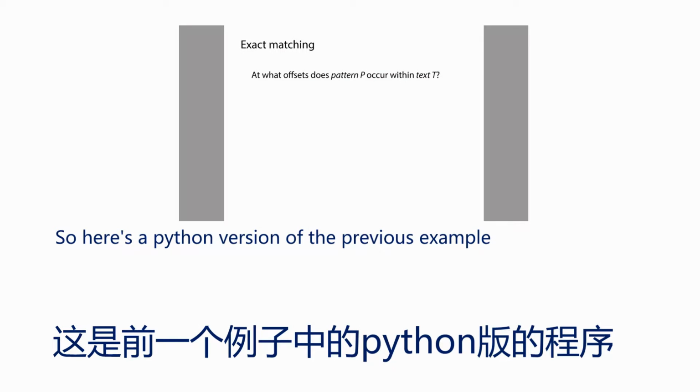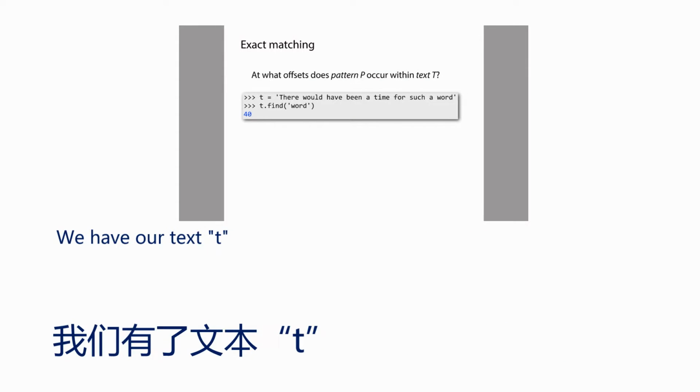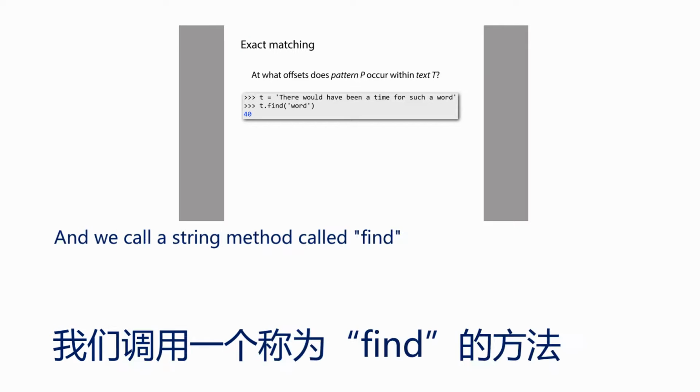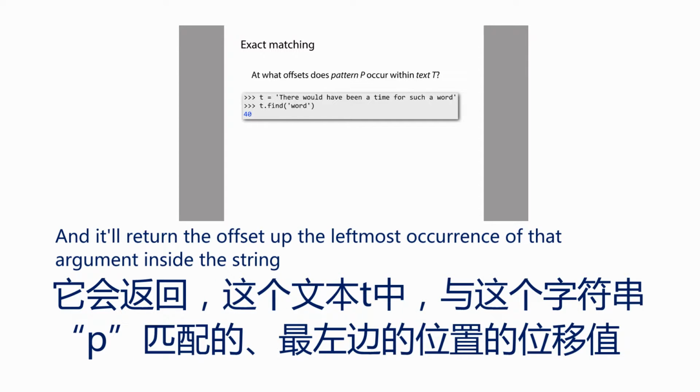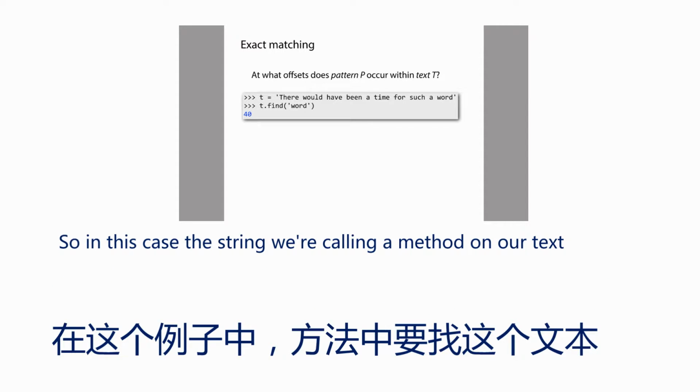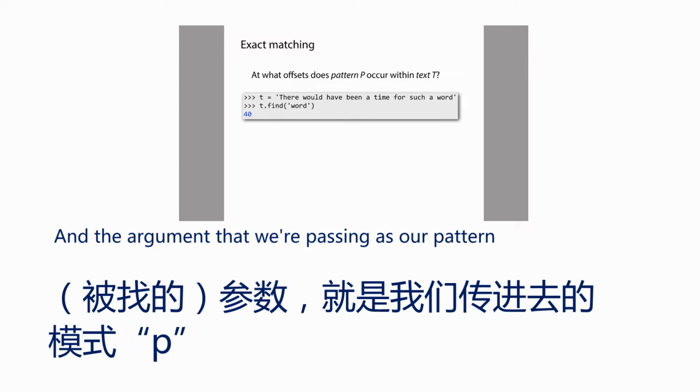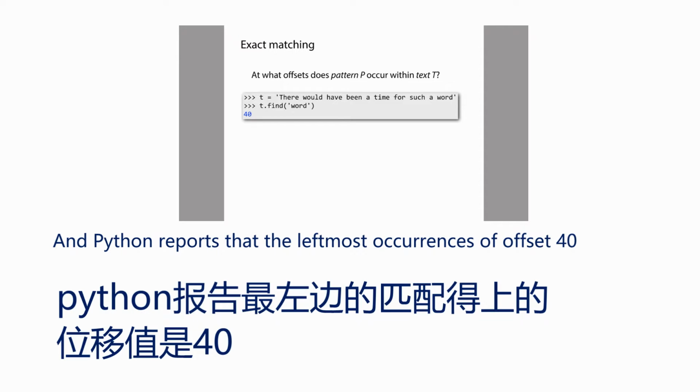Here's a Python version of the previous example. We have our text T. We assign that to a variable T. And we call a string method called find. What find will do is you give it an argument, which is a string, and it'll return the offset of the leftmost occurrence of that argument inside the string. In this case, the string that we're calling the method on is our text, and the argument that we're passing is our pattern, and Python reports that the leftmost occurrence is at offset 40.